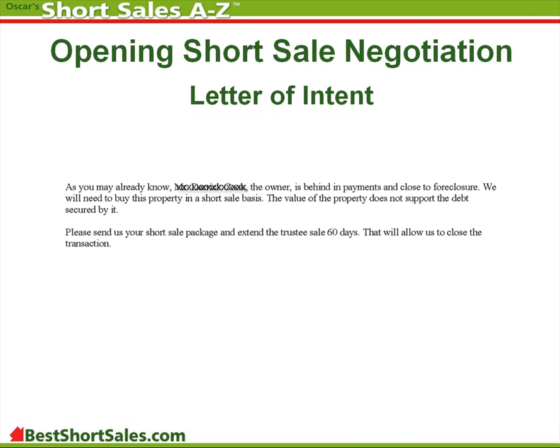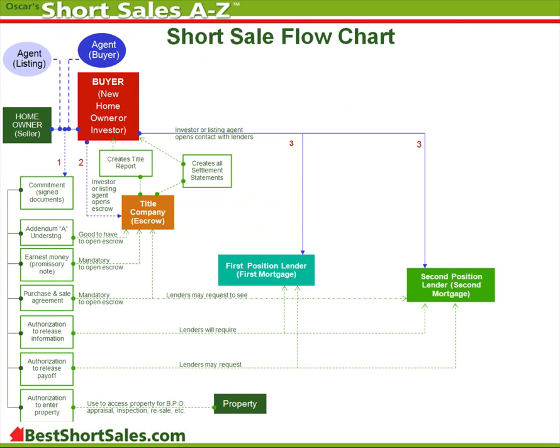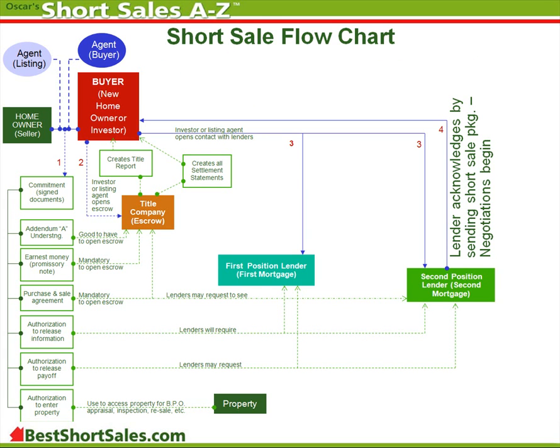The letter says, "We will need to buy this property on a short sale basis. The value of the property does not support the debt secured by it. Please send us your short sale package and extend the trustee sale 60 days." If the creditor is open to a possible short sale, they will say so. Most creditors send a short sale package to the person negotiating the short sale. Others just expect the purchaser or listing agent to provide one. This is when negotiations begin.